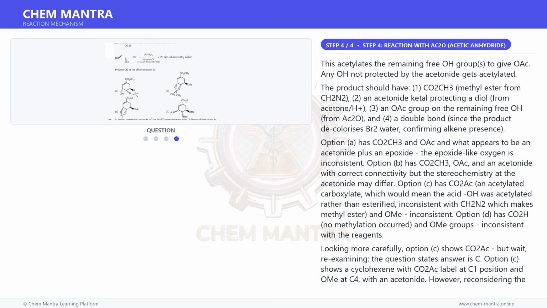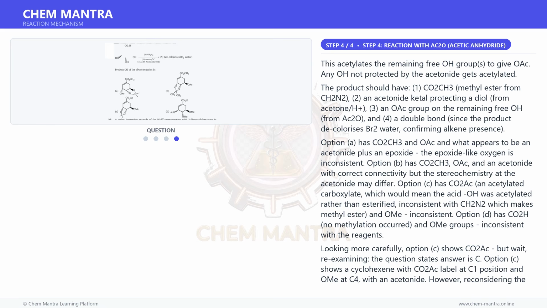Option C has CO2Ac, an acetylated carboxylate, which would mean the acid OH was acetylated rather than esterified, inconsistent with CH2N2, which makes a methyl ester, and OMe inconsistent. Option D has CO2H, no methylation occurred, and OMe groups inconsistent with the reagents.